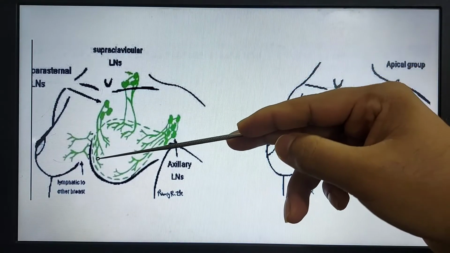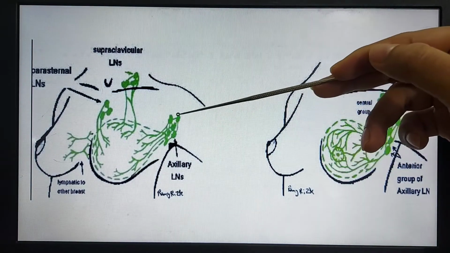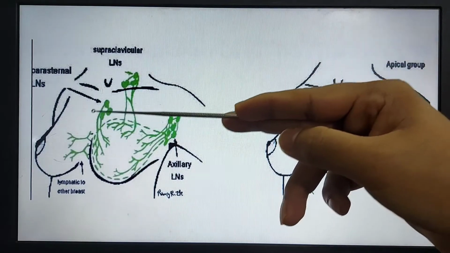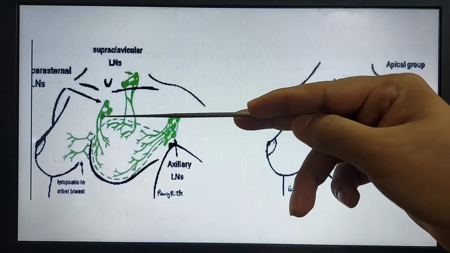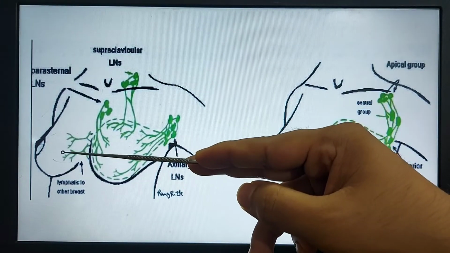Here we see that the lymphatics of the superficial part of the breast are drained into the axillary lymph nodes. They go to the supraclavicular nodes. They go to the internal mammary nodes, and importantly they go to the opposite breast.